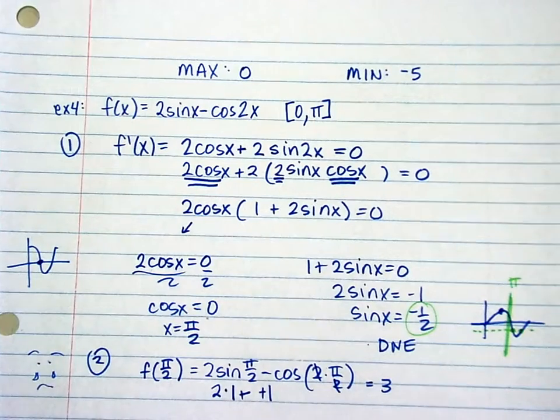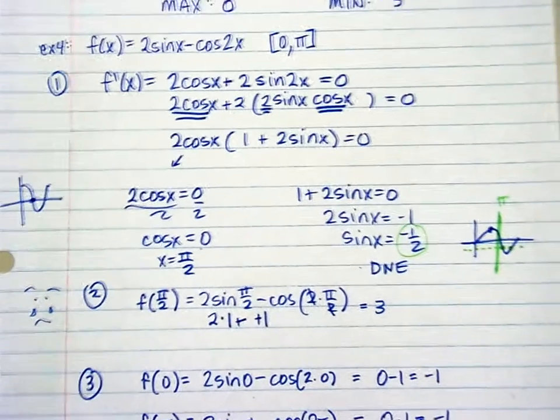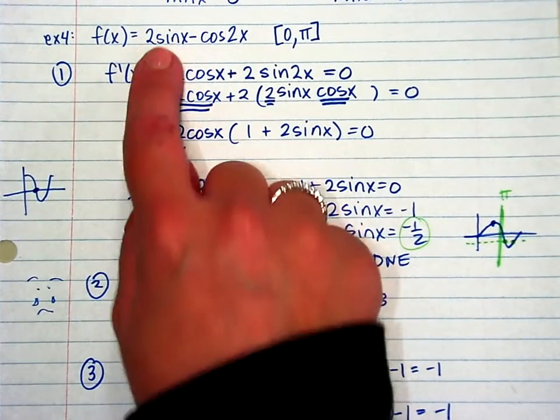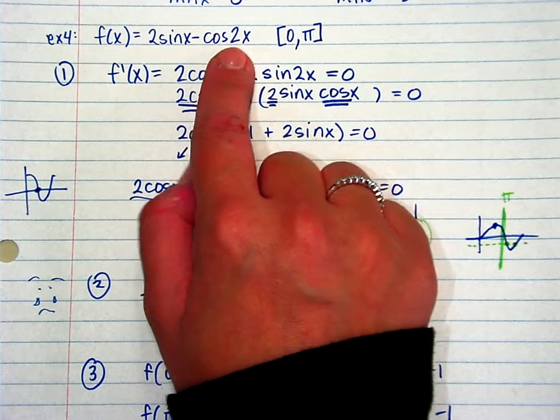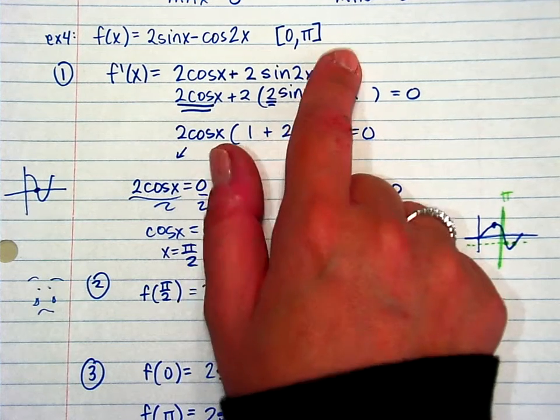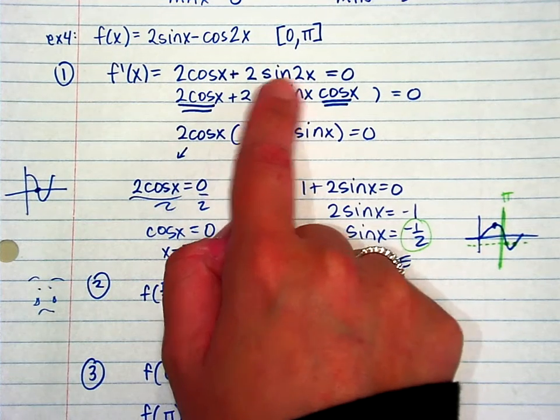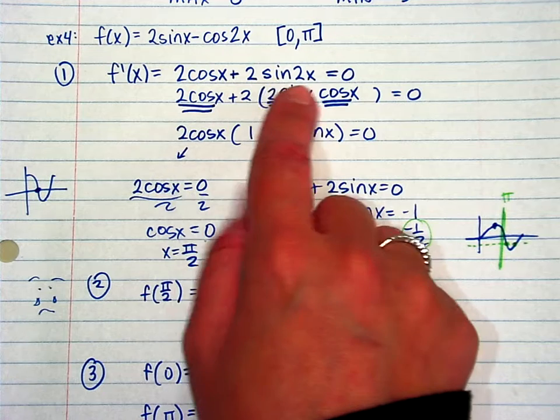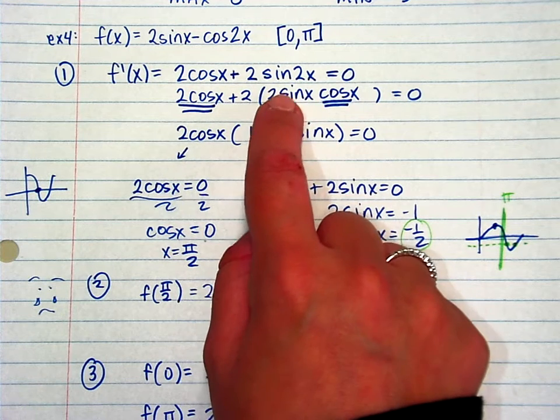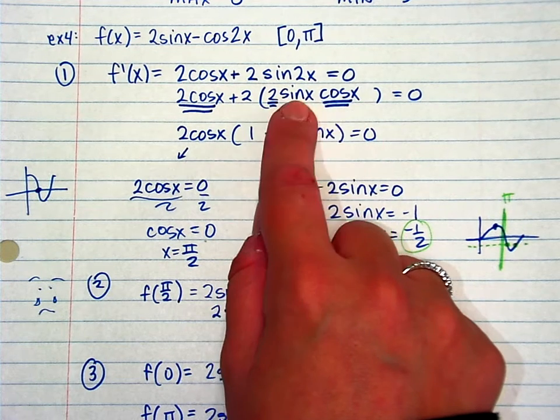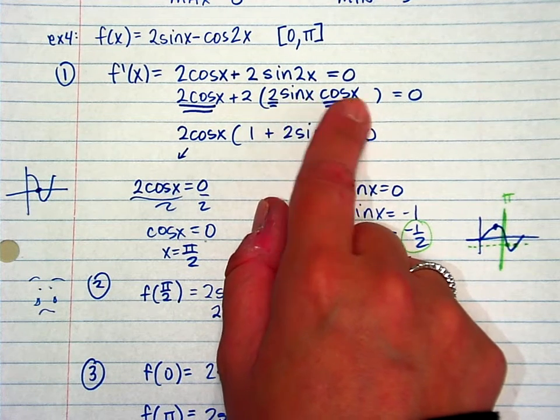And then example 4 was a trig problem for everyone to try on their own. So this is 2 sine x minus cosine 2x, the interval 0 to pi. Once you take the derivative, it's important to note that for the sine of 2x, we did a substitution using a double angle formula. So we wrote sine of 2x as 2 sine x cosine x.